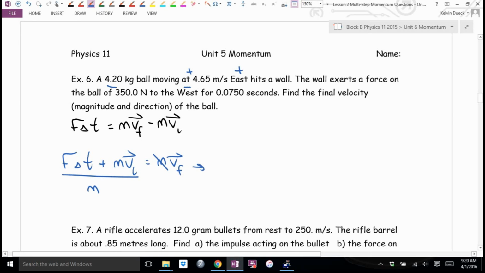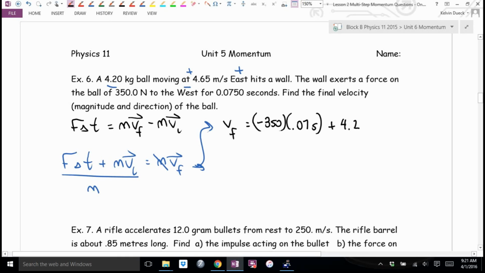Okay. Plug and chug, here we go. You know what, let's do it up here. V final is going to be F. What's the force? Why is 350 wrong based on what you decided? Negative. You decided to make it negative, right? And that's why I put it in front, to make it obvious. So negative 350. What's the time? How much time in this question? 0.075. Pretty quick impact. Plus, what's the mass? 4.2.